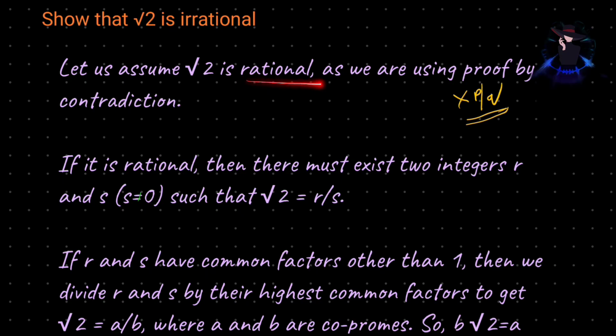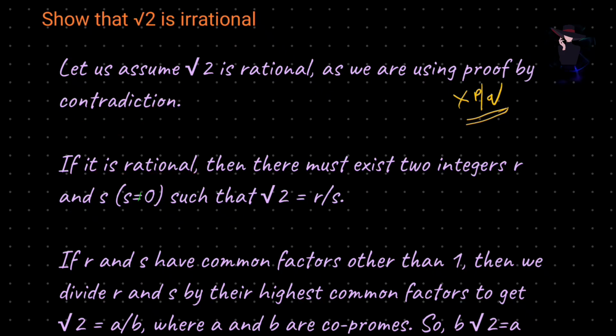Let us assume root 2 is rational by using proof by contradiction. So whatever the question is asking, we need to contradict that fact to prove this. So we need to do the opposite of whatever it is saying. It is saying prove irrational, so we are doing the opposite, as rational. That is the contradiction proof we are using.